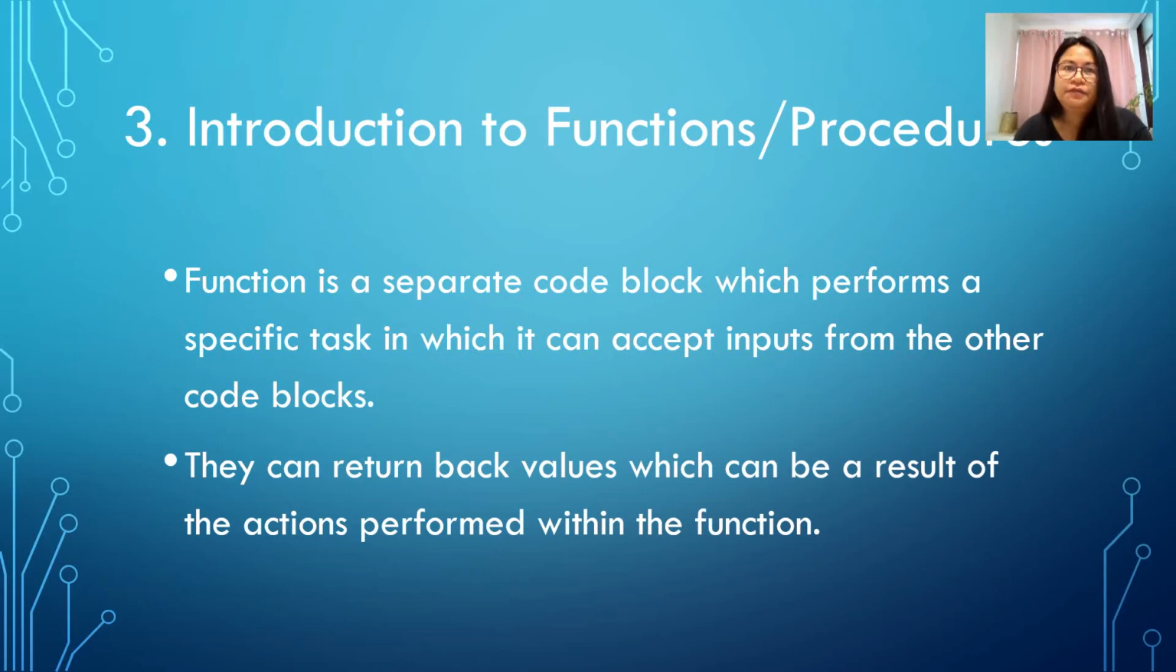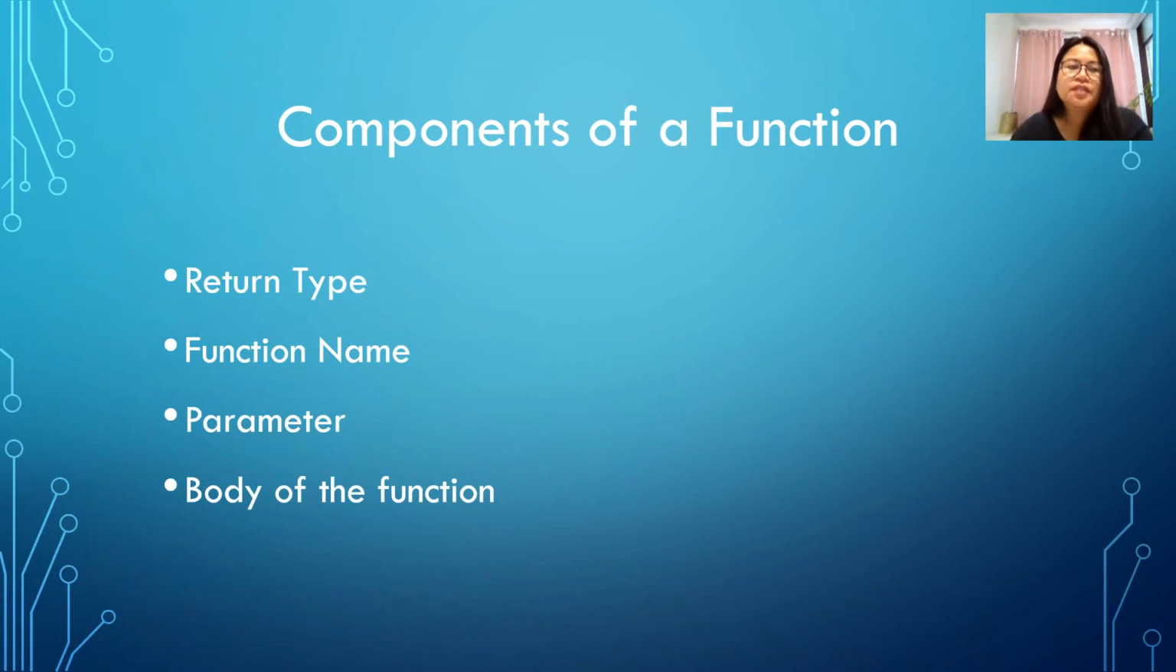Now we have the 4 components of the function, and these are the return type, the function name, the parameter, and the body of the function. Let's discuss it one by one. The return type is a data type which the function shall return as its final execution. And then the function name is the alias which we'll use as a reference to the function. It is similar to variables, but the only difference is the presence of the parentheses after the function name.